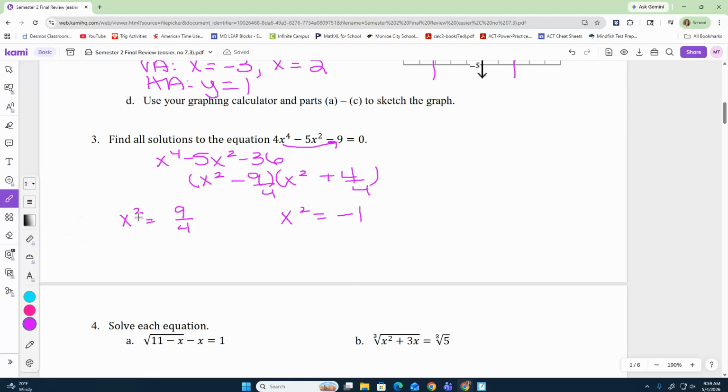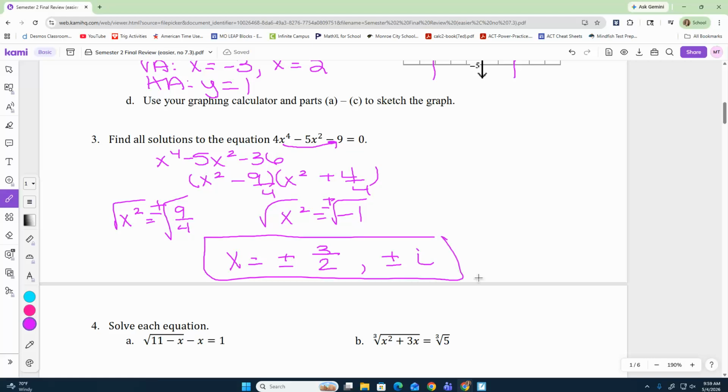How do you get rid of a square? Anytime we add square root, we have to do plus and minus. So we get x to be positive or negative square root of 9/4, square root of 4 is 2. Over here, plus and minus, what's the square root of negative 1? So plus and minus 3/2, plus and minus i.